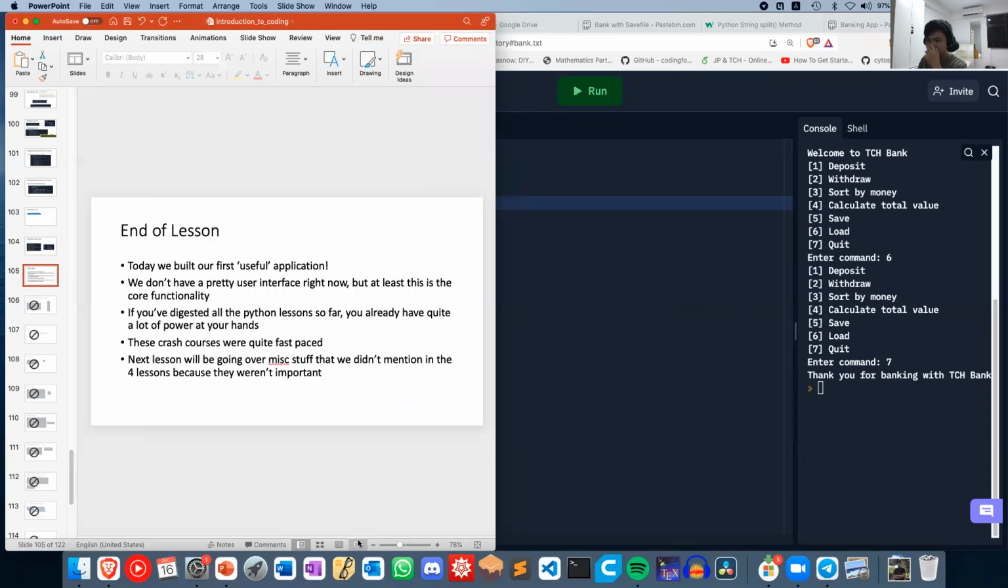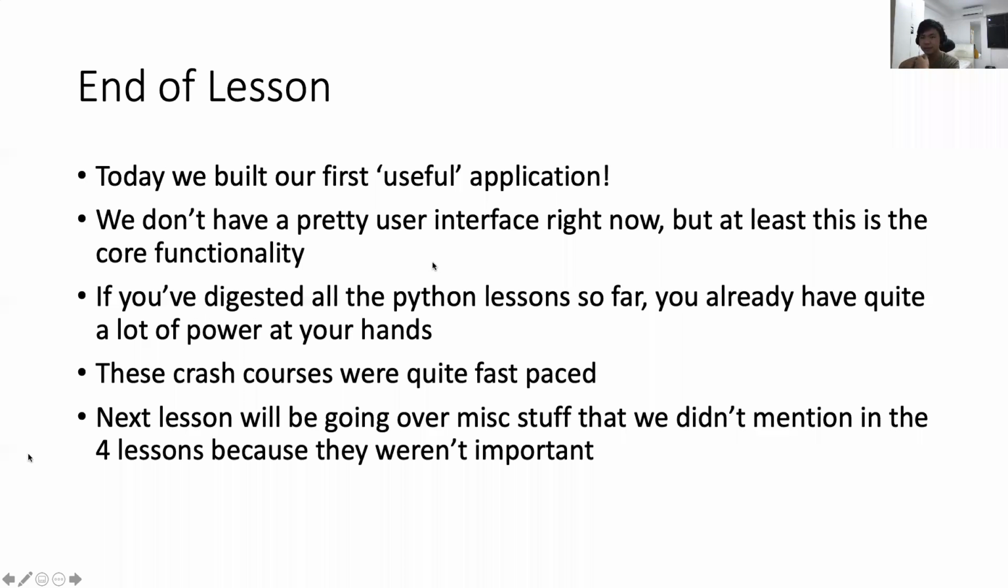At the end of this lesson, today we have essentially built our first useful application, in this case a bank app which can now save and load from a file, so it retains information across different runtimes. At the moment we have quite an ugly user interface, but this is the core functionality, and the rest of the user interface is honestly just a matter of building a website around it. This is the main meat, the main bone of the program. Everything else is just a skin.